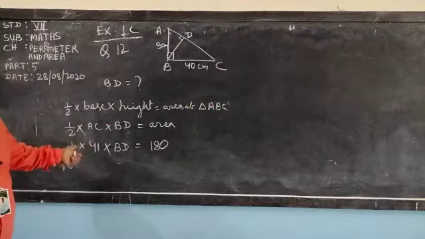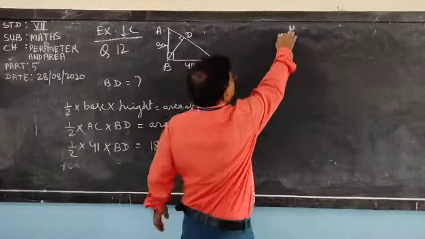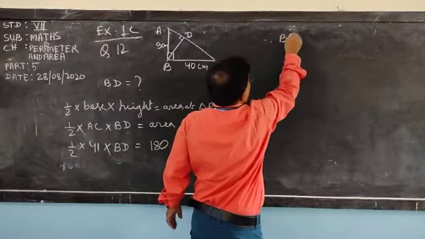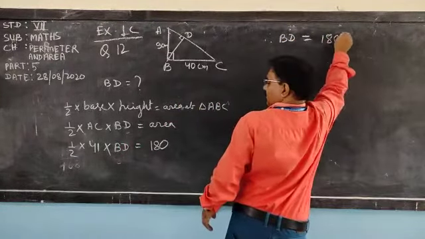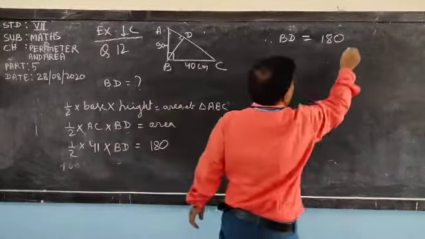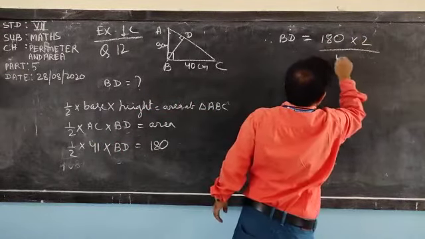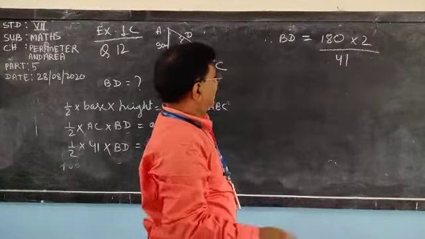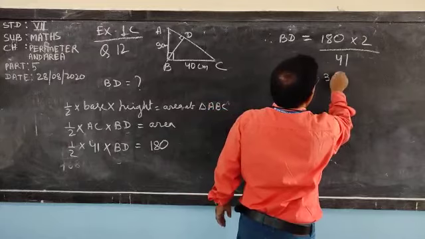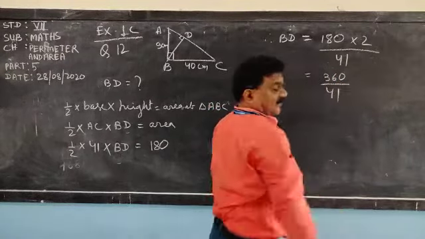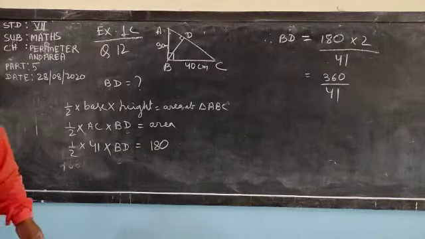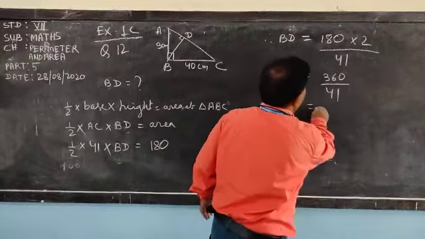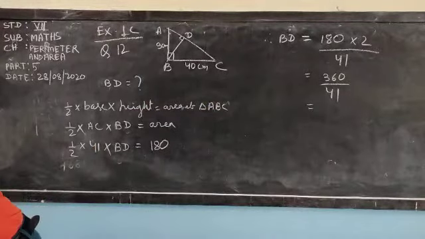Leave BD here and transfer all these things to this side. BD is equal to 180 into 2 by 41, and it is 360 by 41, and when you calculate, you will get 8.78 centimeter.